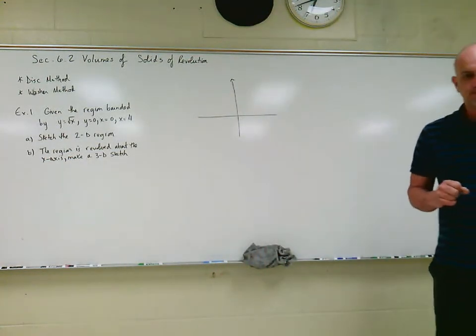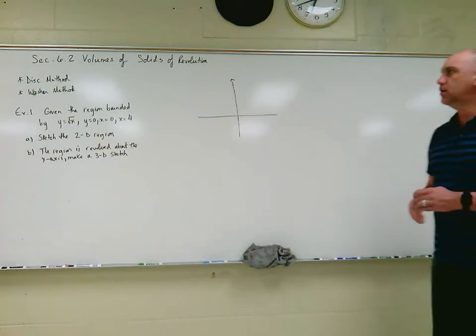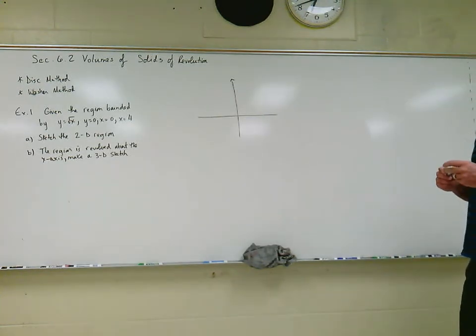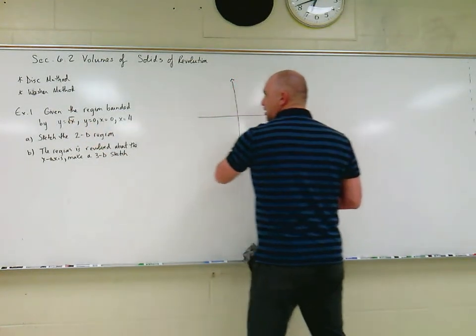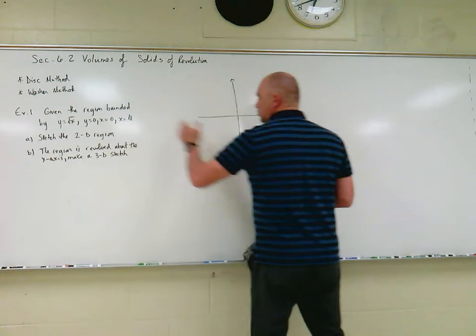Right, so what we're working on now is using integration to find volume. In example one, I've given us a finite region. We have the graph y equals square root of x, y equals 0, of course, is the x-axis, and then from x equals 0 to x equals 4.